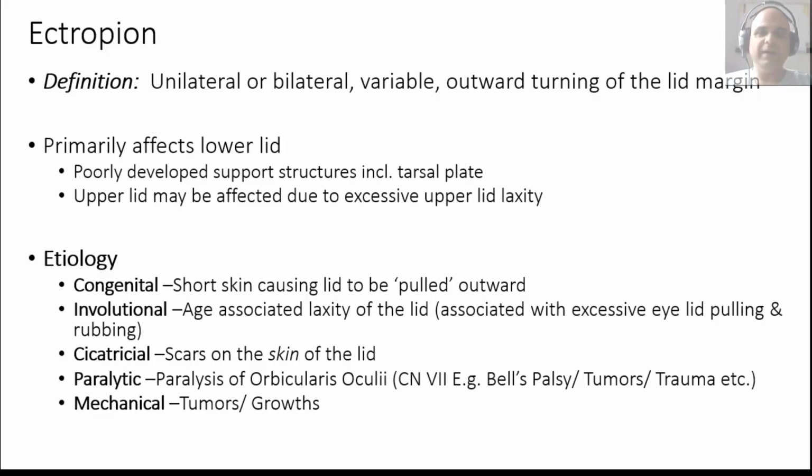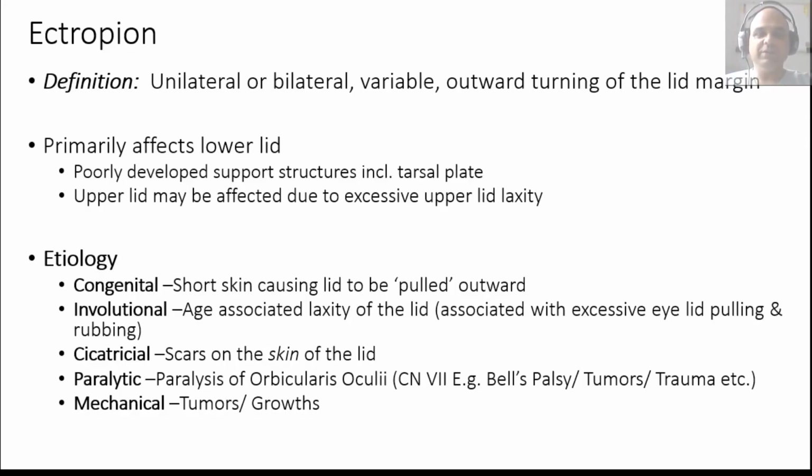And this is something that's made worse by excessive lid pulling. You know, some people have this obsessive compulsive disorder of pulling their lid or rubbing their lid. And this rubbing action or this pulling action weakens these supports even further and would cause an ectropion. And remember, the lower lid tarsal plate and lower lid supporting fascia are already weak to begin with.